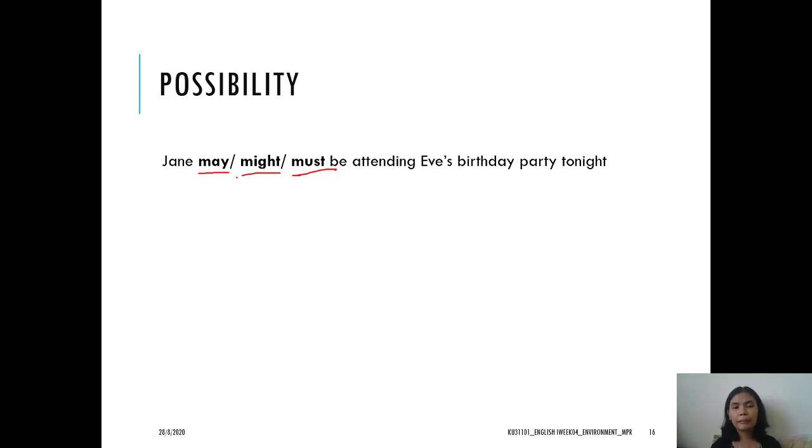So for example, the situation for this sentence would be someone is asking where Jane would be tonight. Where will Jane be tonight? And then someone says, oh, Jane may be attending someone's birthday, or Jane might be, or Jane must be. So it is still possible, so there is a possibility that Jane would be attending Eve's birthday party. Okay, so that is the use for possibility.